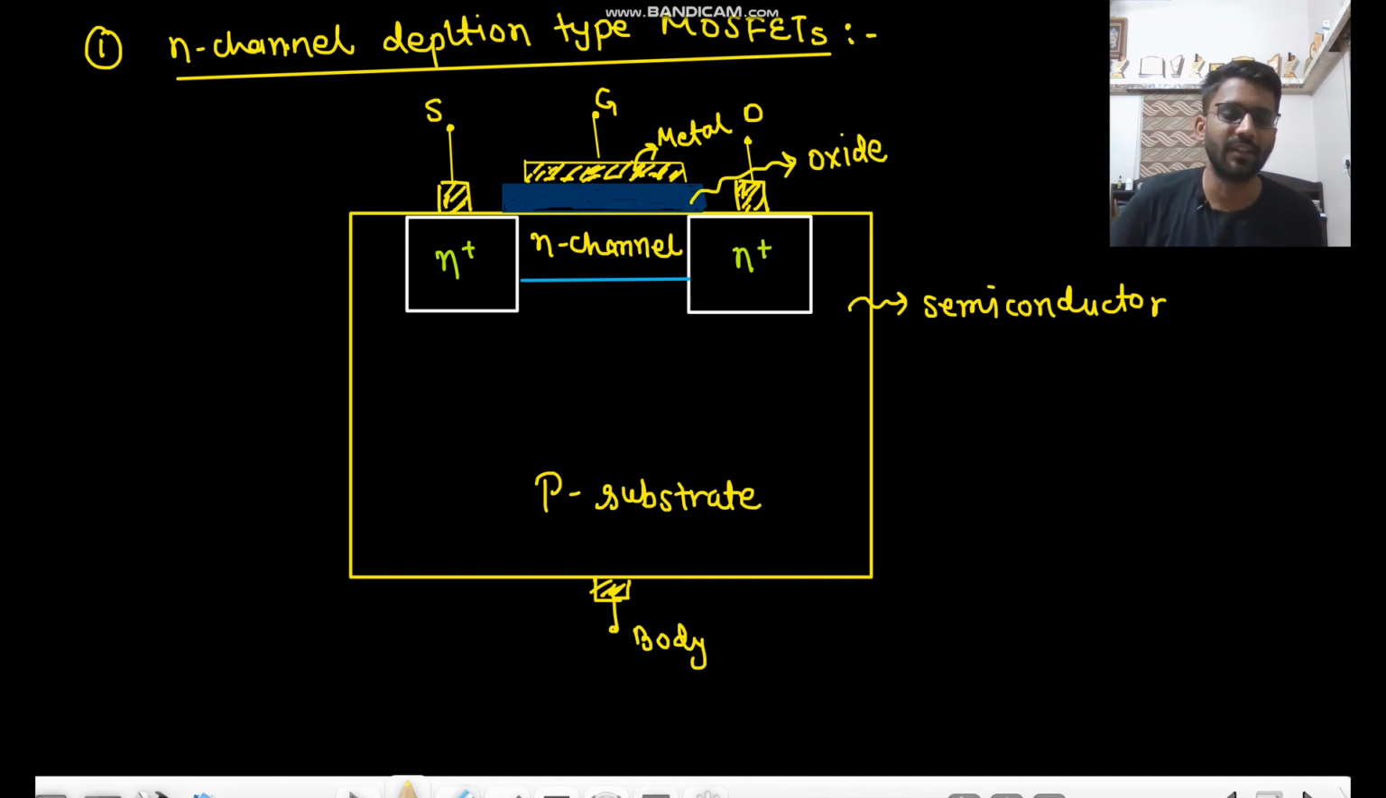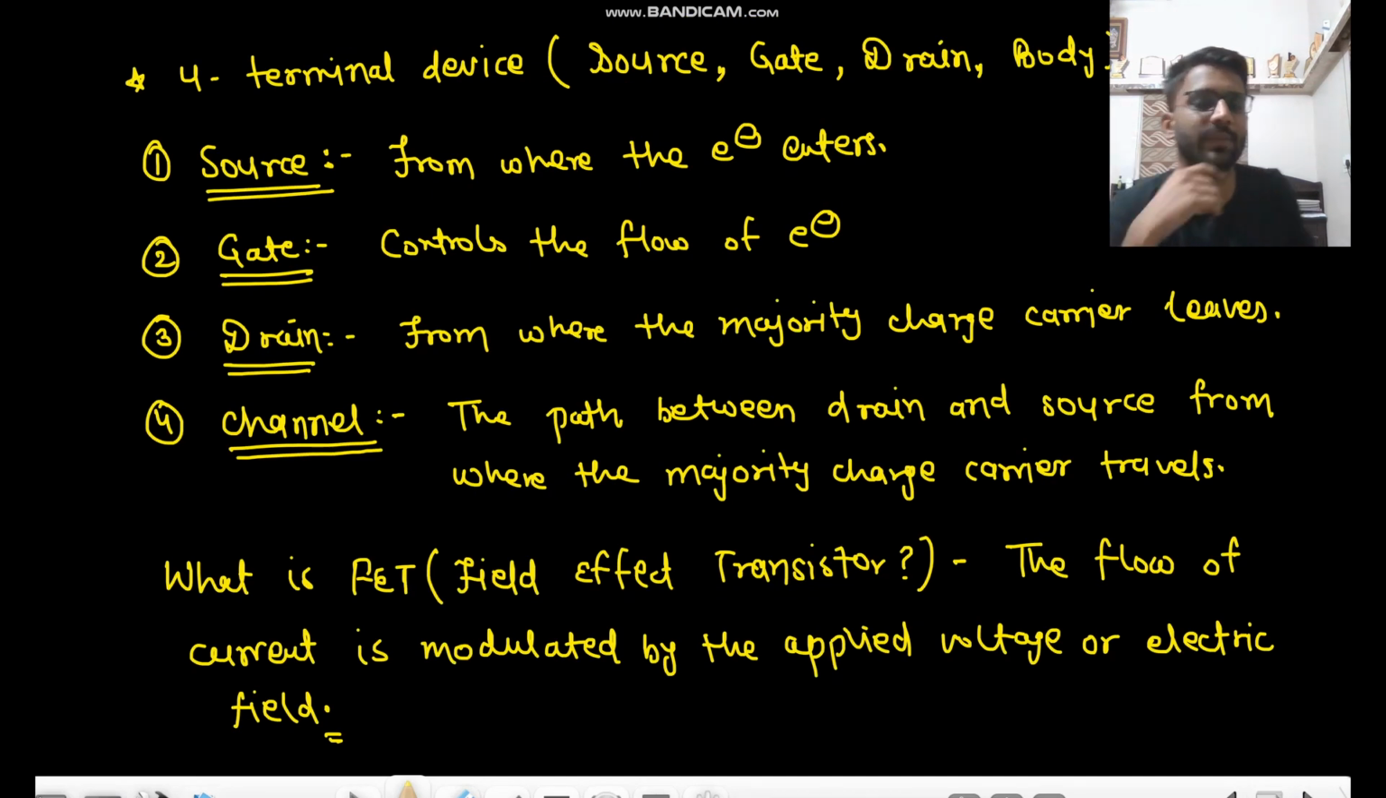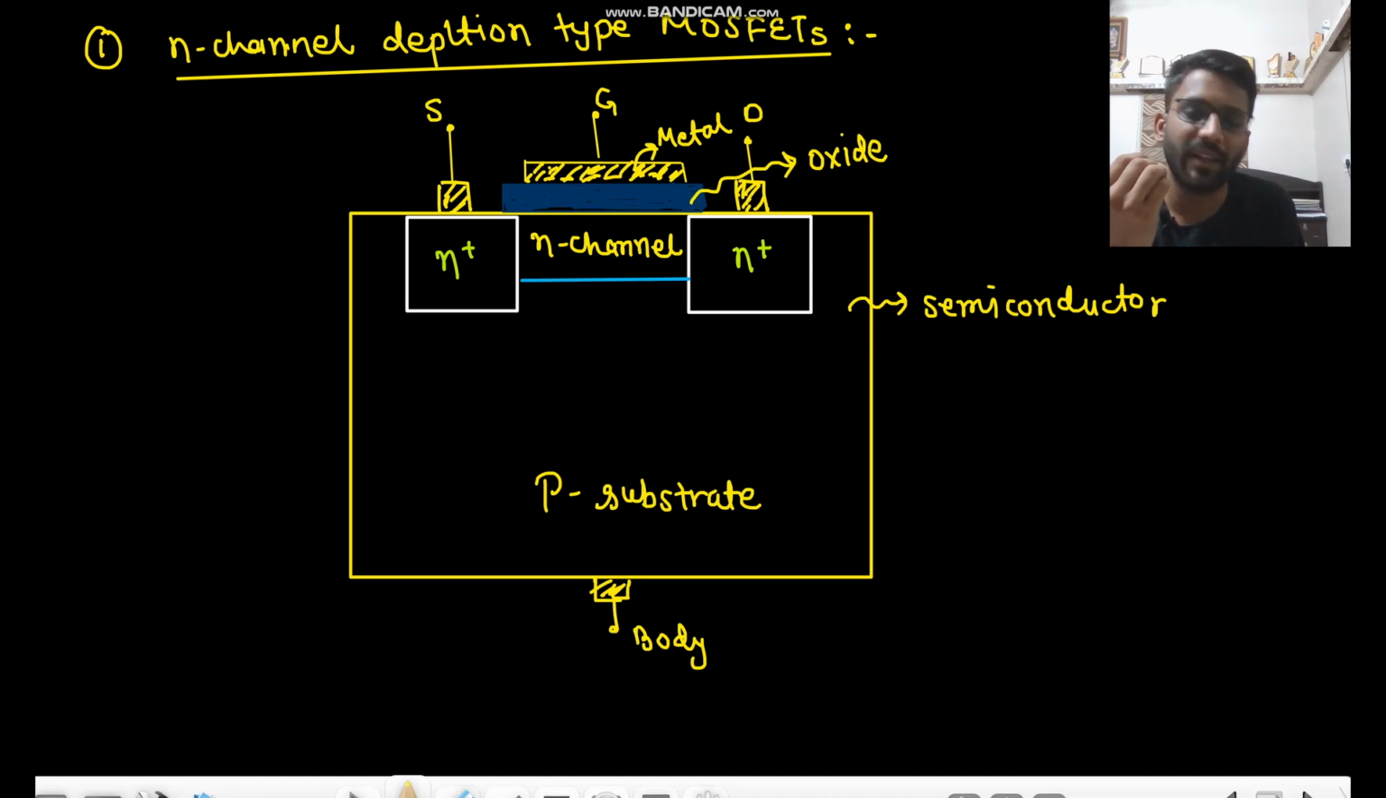So now we will see the definitions one by one. So what is source? Source is where the electrons enter. So basically, with the bias that we apply, we will apply some voltage on gate and drain, and because of that some electrons of this N plus will enter. From the source the electrons will enter, travel through the channel, and get out of the drain.